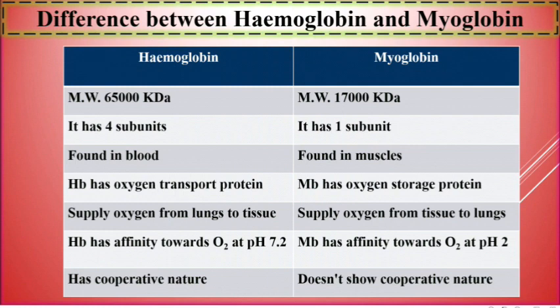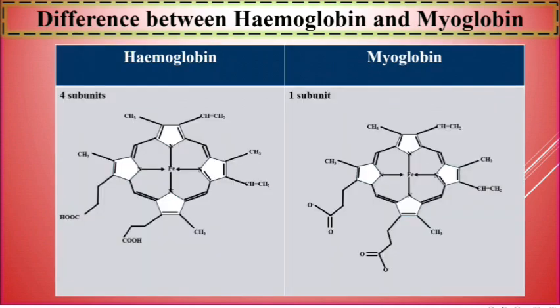Hemoglobin has affinity towards O2 at pH 7.2. Myoglobin has affinity towards O2 at pH 2. Hemoglobin shows cooperative nature. Myoglobin doesn't show cooperative nature. The structure of both hemoglobin and myoglobin is shown over here, but hemoglobin has 4 subunits and myoglobin has 1 subunit.